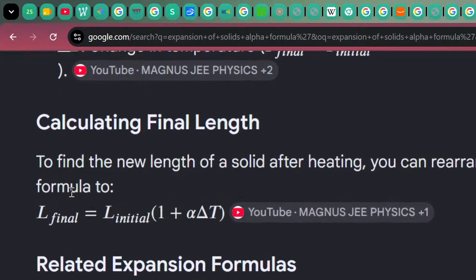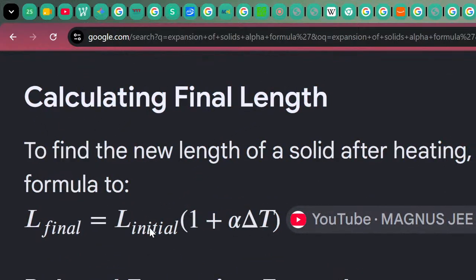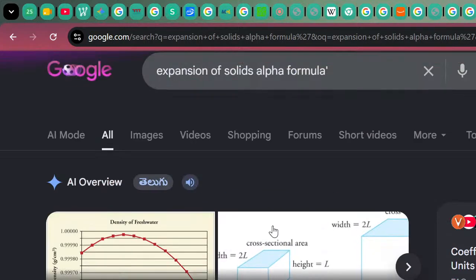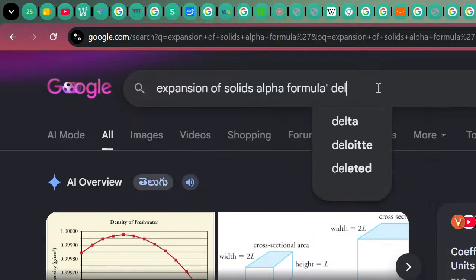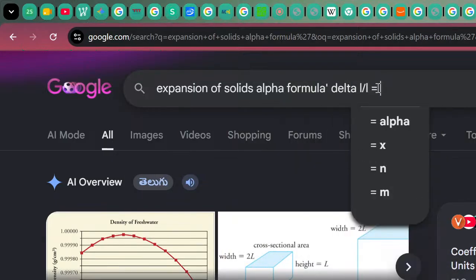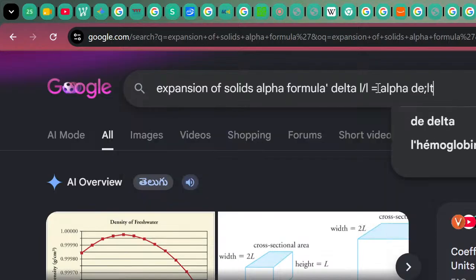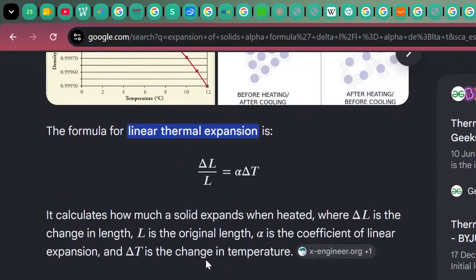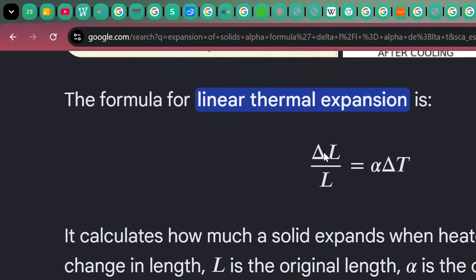Yeah, this formula is derived from that formula only. Delta L by L is equal to alpha delta T. This is the main formula, where alpha is called the coefficient of linear thermal expansion. The formula is for linear thermal expansion.